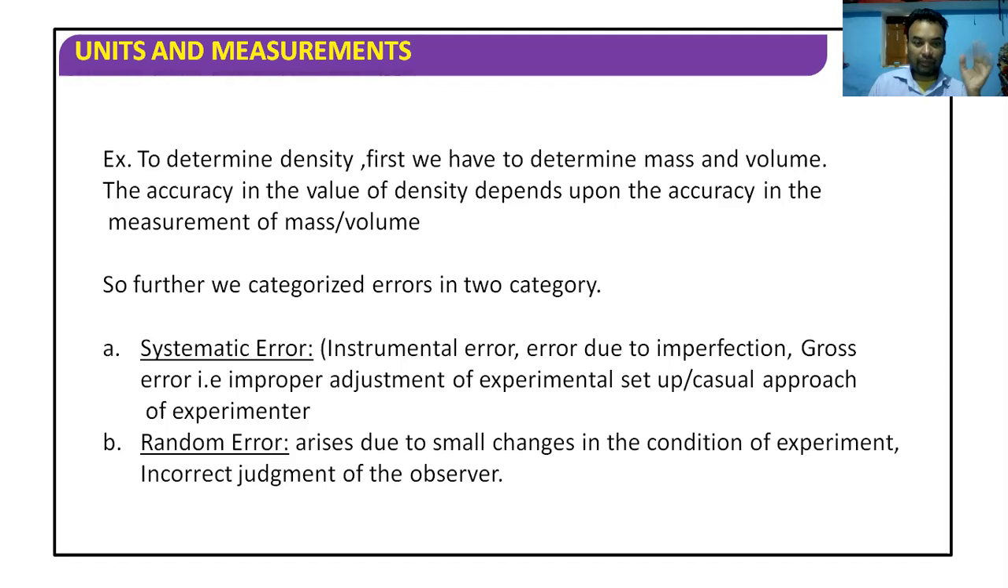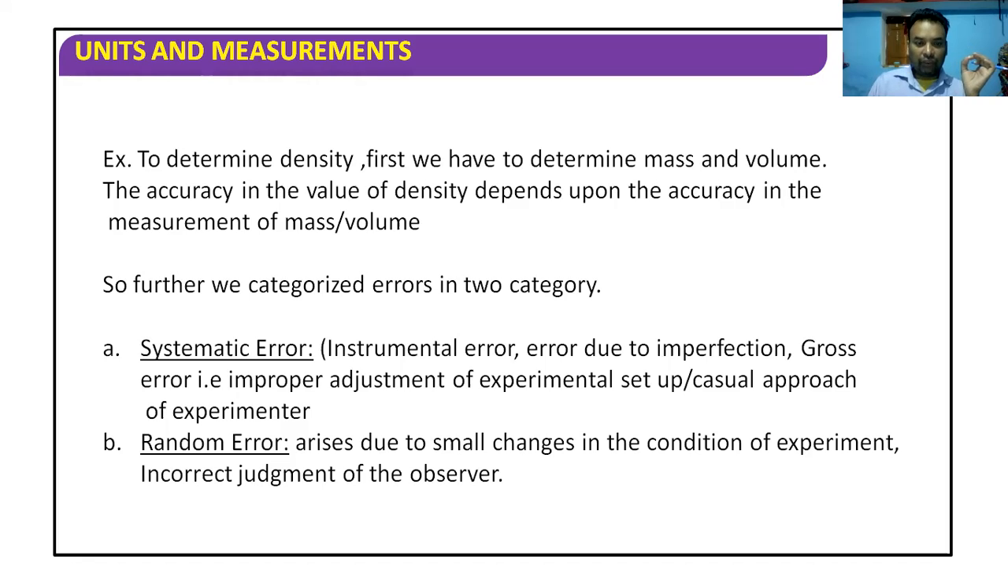Take another example. Pressure, which is equal to force upon area. So accuracy in the measurement of pressure, that is decided by accuracy in the measurement of force and accuracy in the measurement of area. So for any physical quantity, the accuracy depends upon the other physical quantity which makes this physical quantity. So it is important to work on the other physical quantity which makes the main physical quantity.